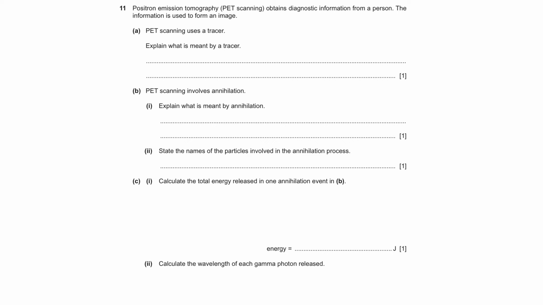Positron emission tomography, PET scanning, obtains diagnostic information from a person. The information is used to form an image. PET scanning uses a tracer. Explain what is meant by a tracer. A tracer is a substance containing radioactive nuclei that is introduced inside the patient's body, or that is absorbed by the tissues.